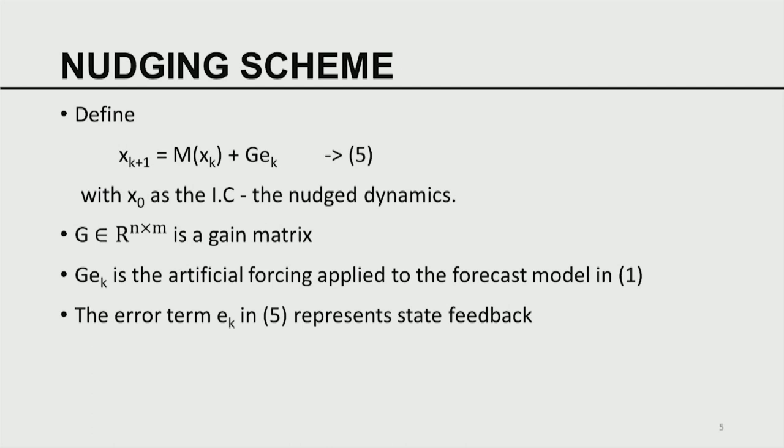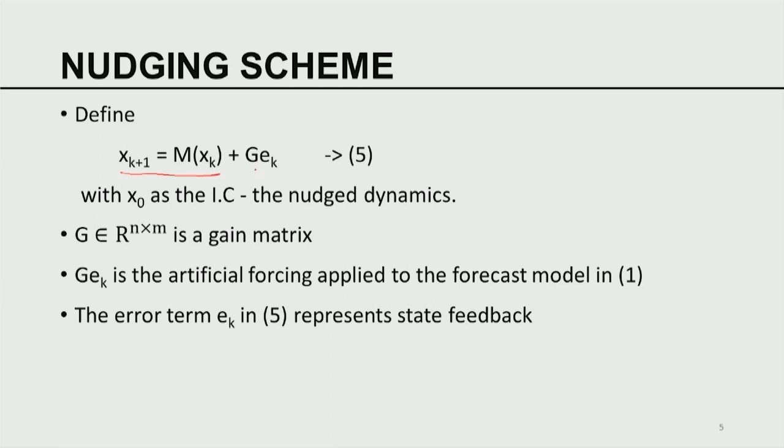Now what is the nudging scheme? Consider an otherwise deterministic model xk plus 1 is equal to m of xk. Please understand, xk is the forecast starting from x naught on the model m. M may have errors, the initial conditions may have errors. So the forecast xk generated or the model equation may have errors.